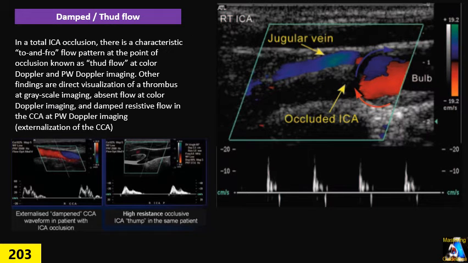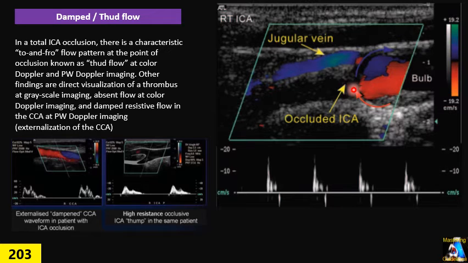And thud flow. Whenever we have total occlusion in the ICA, before the occlusion, we have a specific pattern where blood goes toward the occluded area and wraps around and goes backward. So it gives a flow pattern. We call it to and fro or yin-yang. That is at the same time of the systolic time, not the diastole.